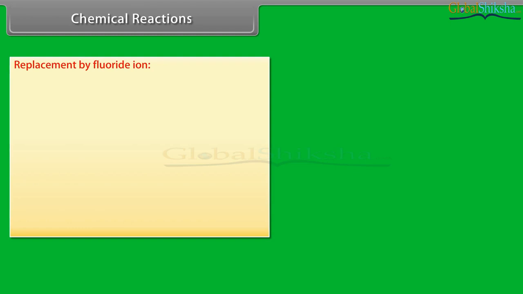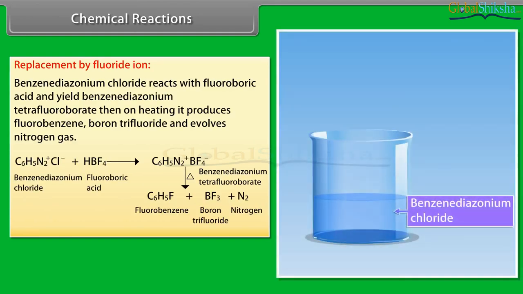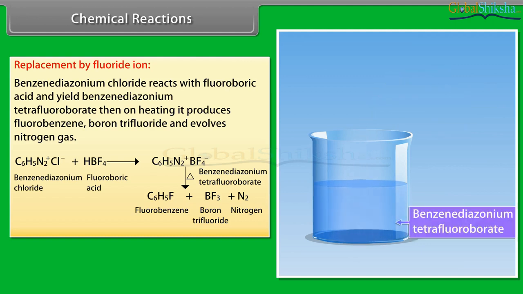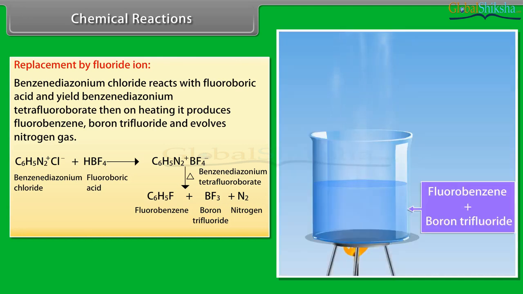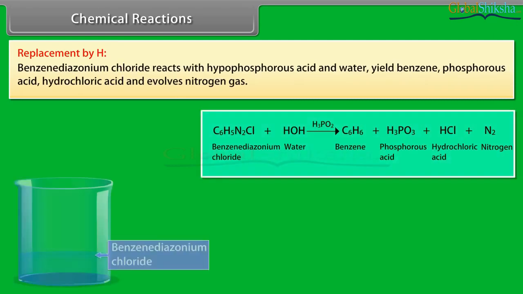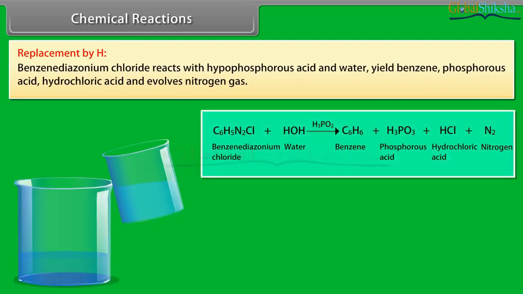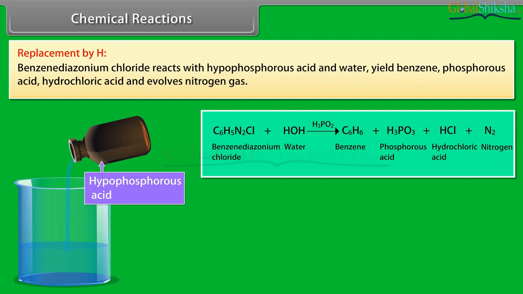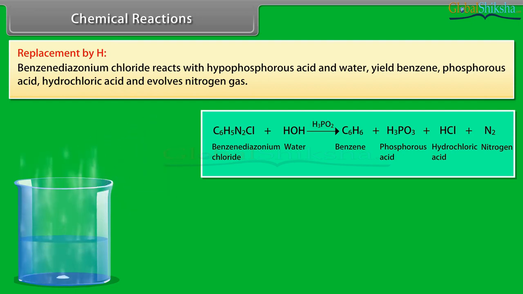Replacement by fluoride ion. Benzene diazonium chloride reacts with fluoroboric acid and yields benzene diazonium tetrafluoroborate, then on heating it produces fluorobenzene, boron trifluoride and evolves nitrogen gas. Replacement by H. Benzene diazonium chloride reacts with hypophosphorus acid and water to yield benzene, phosphorus acid, hydrochloric acid and evolves nitrogen gas.